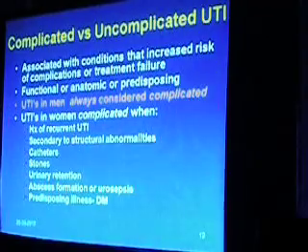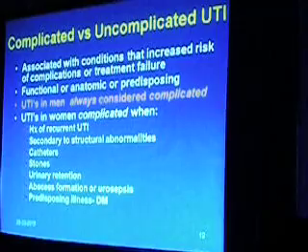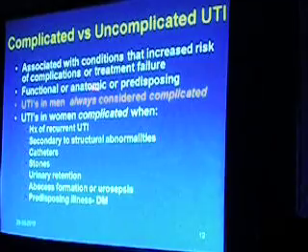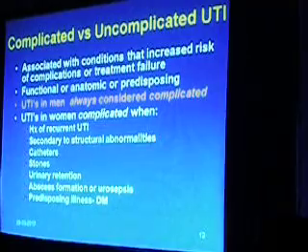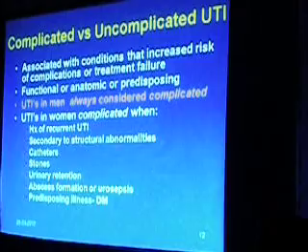Next slide. Complicated versus uncomplicated. This I would say is the most important slide of this entire presentation. Complicated UTI means you have a condition which predisposes you to UTI. It can be a functional damage or an anatomical defect, like a lower urinary tract anomaly such as posterior urethral valve or urethral stricture, or it can be just the presence of a predisposing condition like diabetes. Any of these, functional, anatomic, or a predisposing condition, characterizes a complicated urinary tract infection. And any UTI in men is always considered complicated. You have to treat it as a complicated urinary infection.